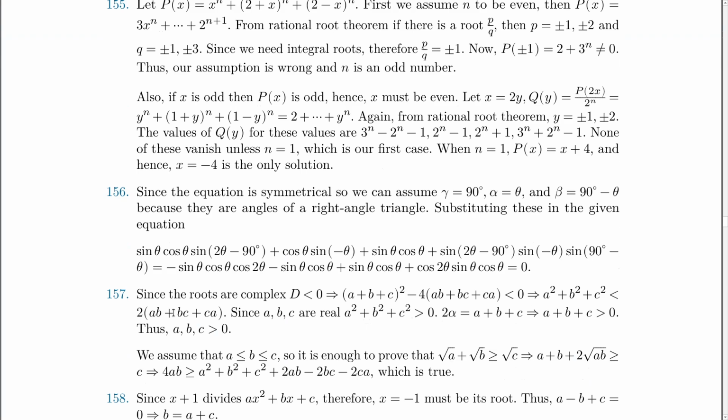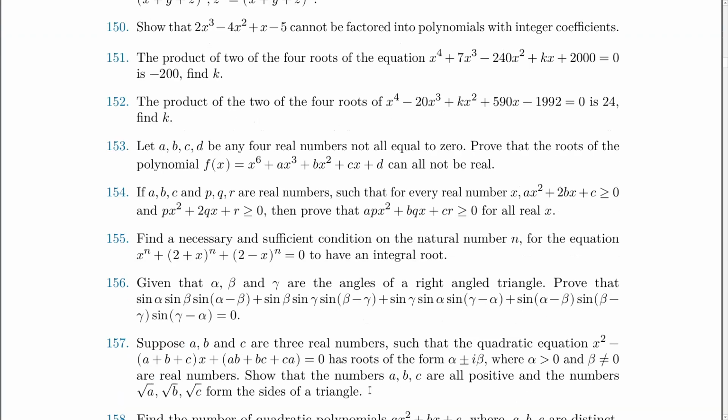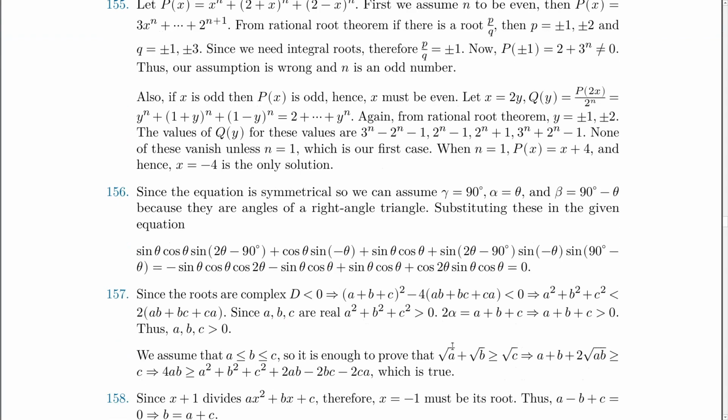So here what you can do is you can add 2AB and subtract 2AB on this side and bring BC and CA to the other side. You will see that 4AB is greater than 0. So this is essentially greater than 0, which implies that square root of A plus square root of B is greater than square root of C. And therefore, they form the sides of a triangle. Okay.